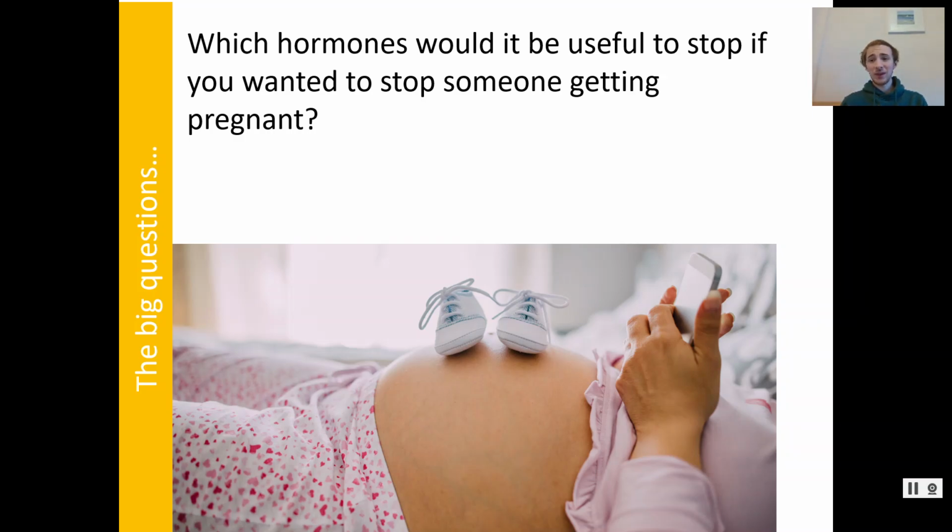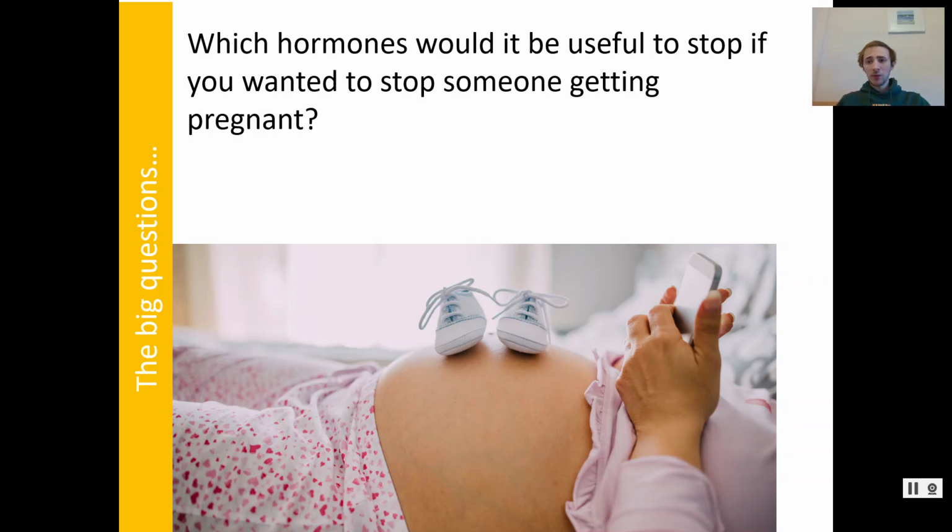And it's very easy to stop either FSH or LH, because FSH and LH cause the egg to be released. If there's never an egg released, then you physically can't get pregnant. It's not possible. So if we could 100% stop the egg being released, it would be a perfect contraceptive. And the way we could get towards doing that is by preventing FSH from being released.